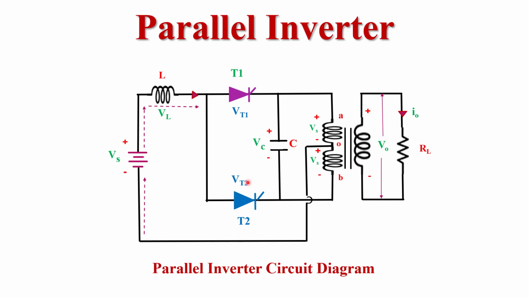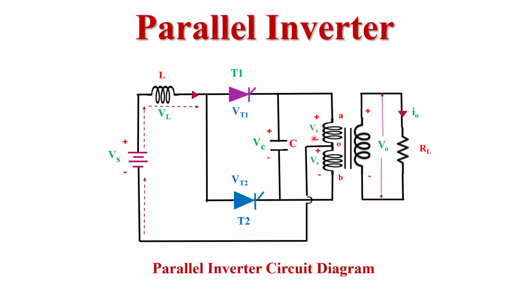Here we see the circuit diagram of the parallel inverter. In this circuit diagram, we use two thyristors, T1 and T2. These two thyristors work as power semiconductor switching devices. Now come to the source side. We know that the source of an inverter is a DC power supply. So Vs is the DC voltage. Now come to the load side.